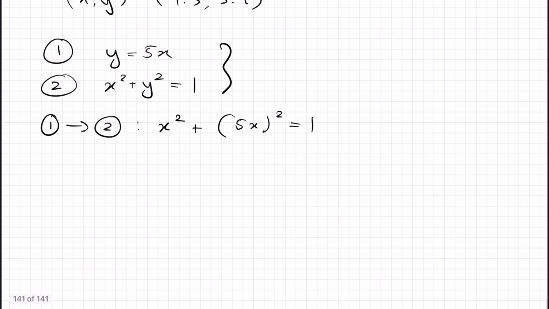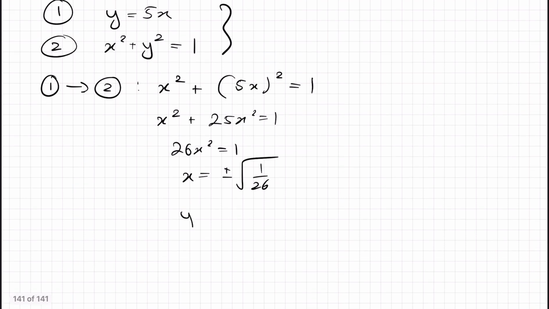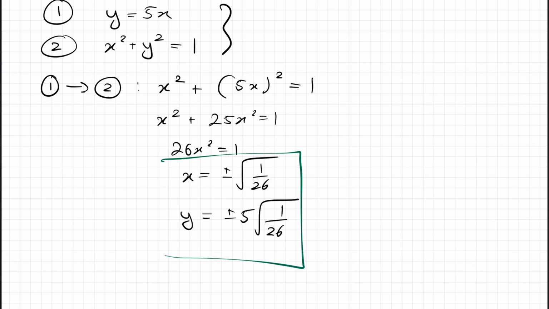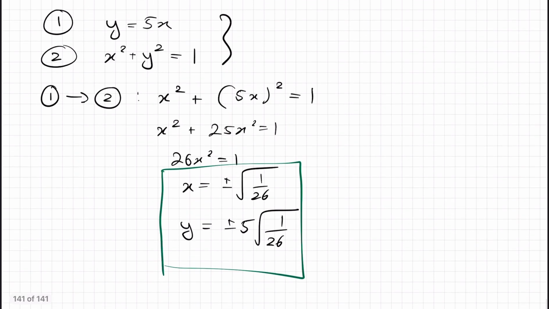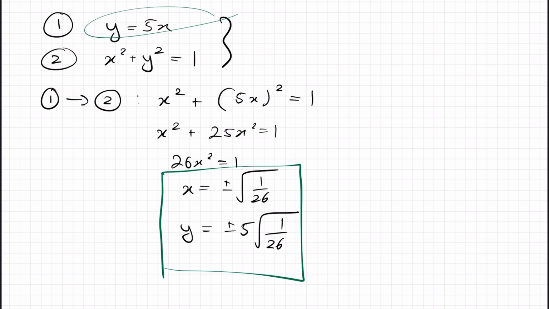but that's just 5x squared, is equal to 1. And then let's expand. So 26x squared equals 1, or x is equal to plus or minus the square root of 1 over 26. And since we already have y in terms of x, we can just say y equals plus or minus 5 times the square root of 1 over 26. And there's the answer. We were able to use substitution to eliminate y in this equation, and then solve for x, and then use this solution for x to solve for y using this first equation.